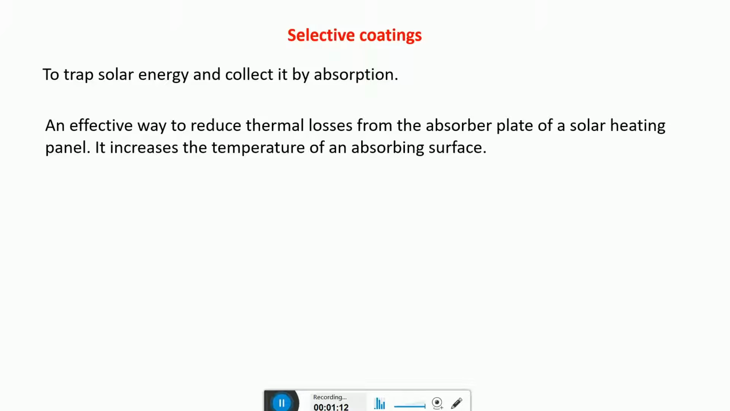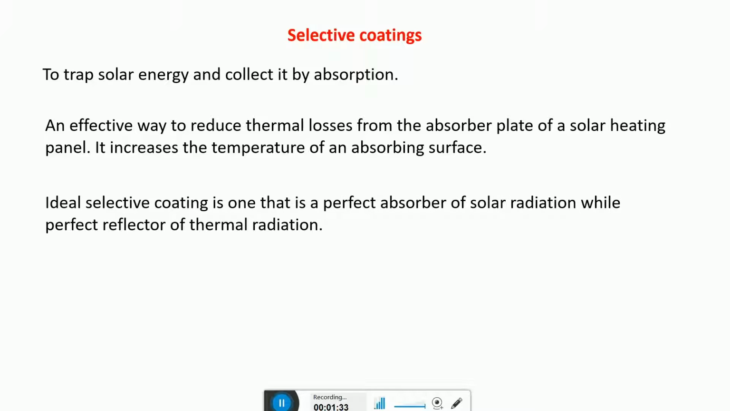An effective way to reduce thermal losses from the absorber plate of a solar heating panel is by using selective absorber coatings. An ideal selective coating is one that is a perfect absorber of solar radiation while being a perfect reflector for thermal radiation, or it has high absorptance and low emittance.